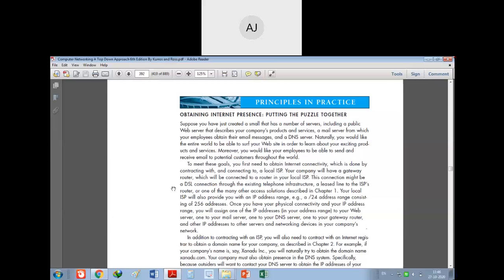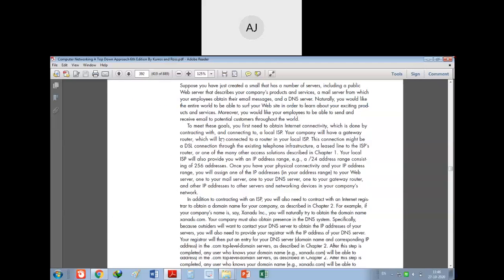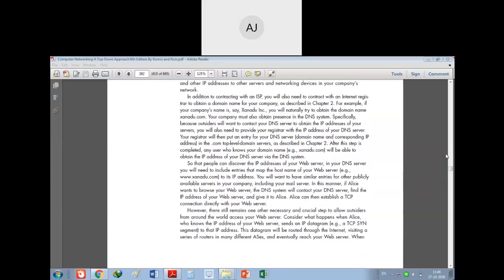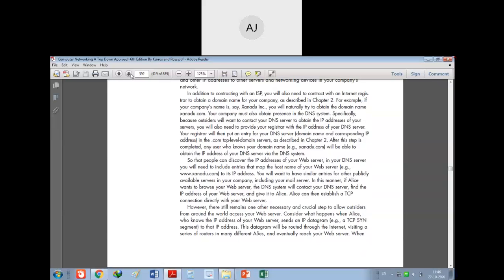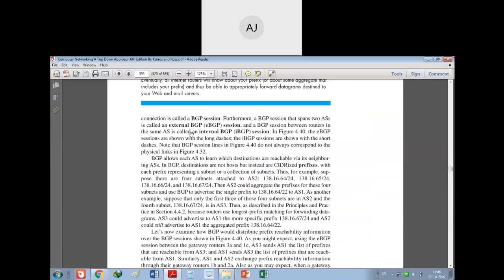This is the case study we have given here. The case study is just for reference purposes. The next one explains eBGP and iBGP, which we have already discussed in figure 4.40.